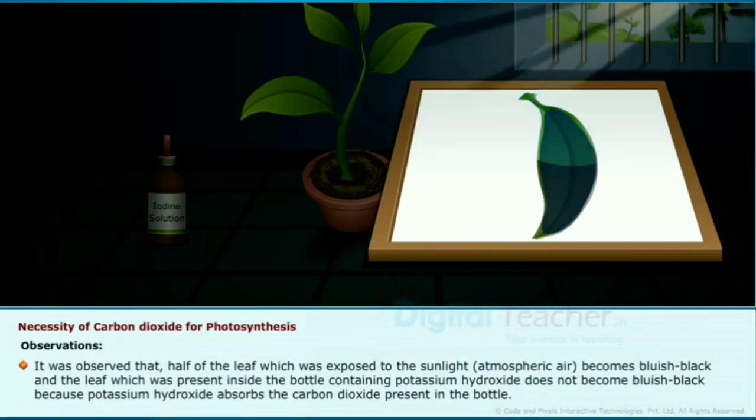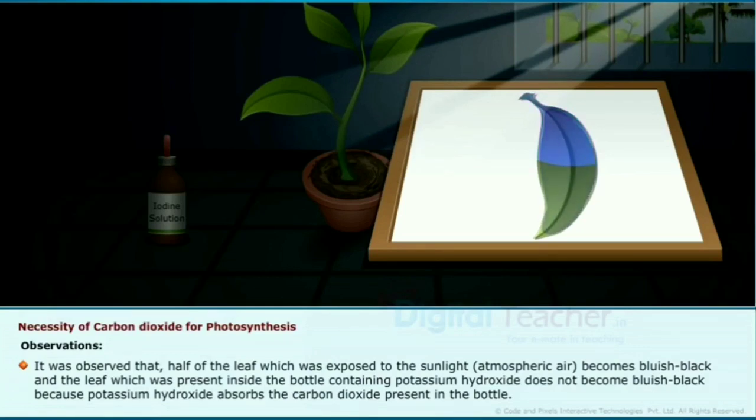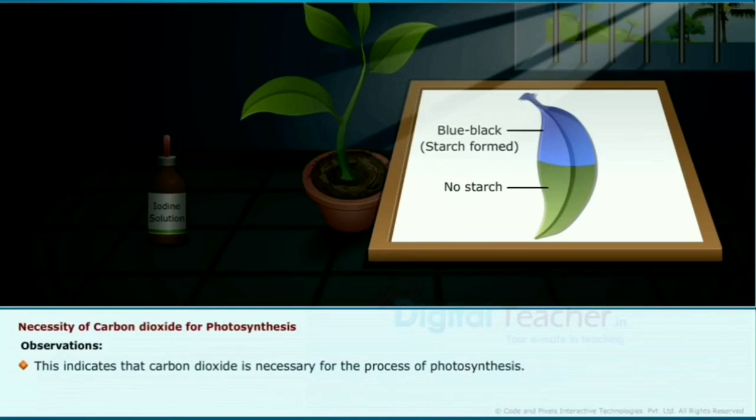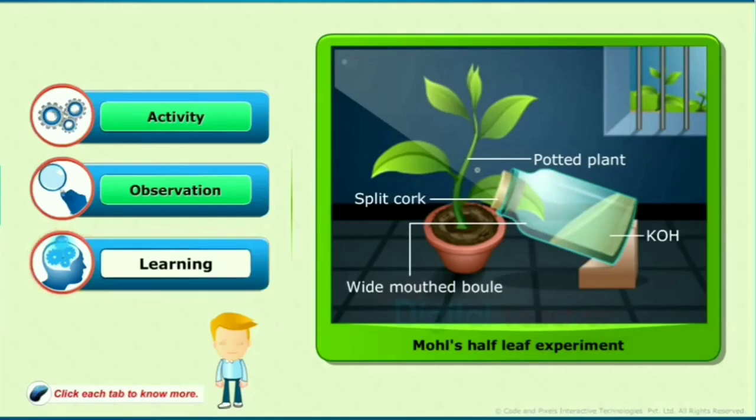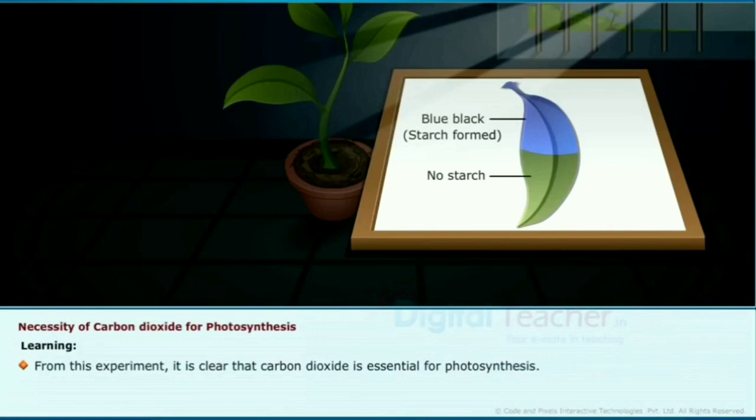It was observed that the half of the leaf exposed to the sunlight and atmospheric air becomes bluish black, and the leaf which was present inside the bottle containing potassium hydroxide does not become bluish black because potassium hydroxide absorbs the carbon dioxide present in the bottle. This indicates that carbon dioxide is necessary for the process of photosynthesis. From this experiment, it is clear that carbon dioxide is essential for photosynthesis.